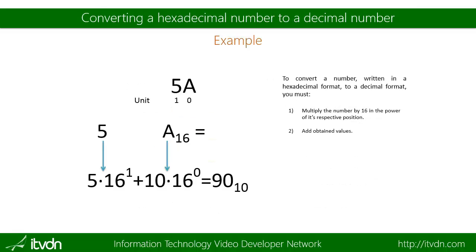Okay, let's try converting a hexadecimal number to a decimal number. There are 2 steps involved too. Multiply the number by 16 to the power of its respective position. Second step, add the values. Here we have an example, 5A. 5A is written in the hexadecimal system. Now, if we want to convert 5A into a decimal system, we need to multiply 5A by 16 and then to the power of its respective position. Let's take a look at what this means.